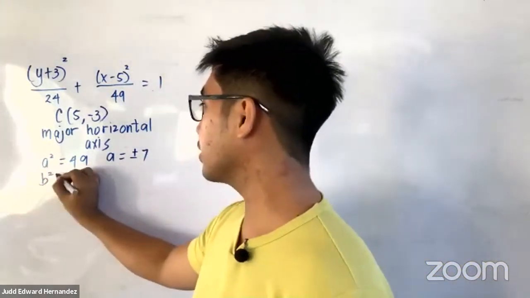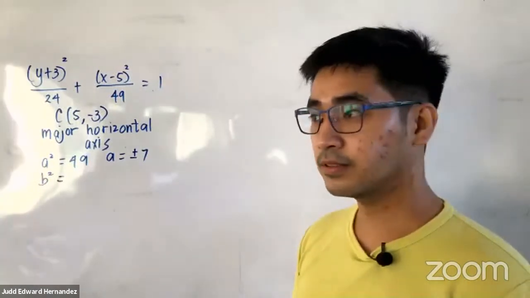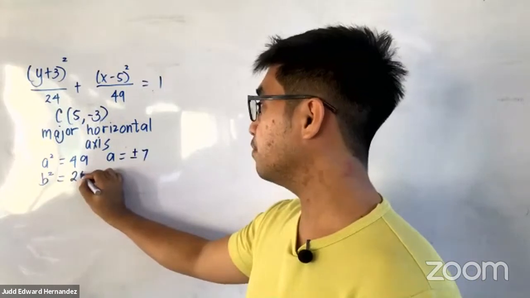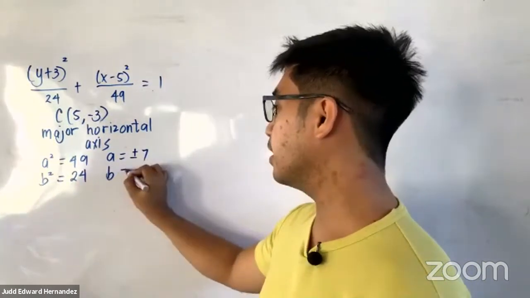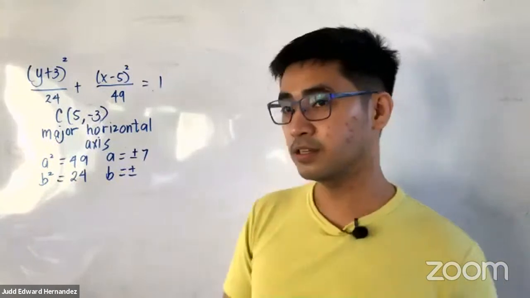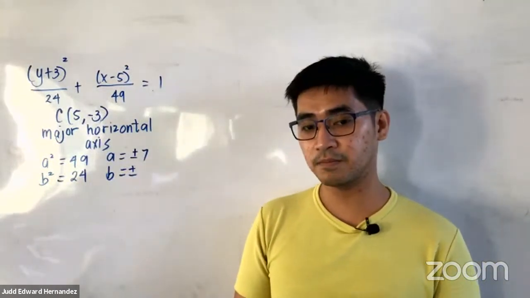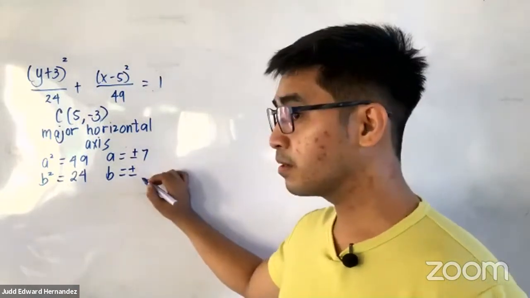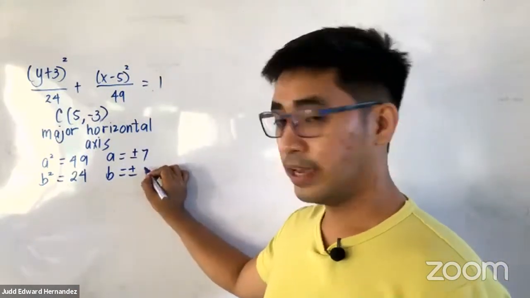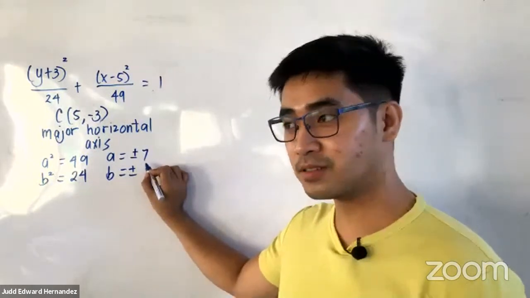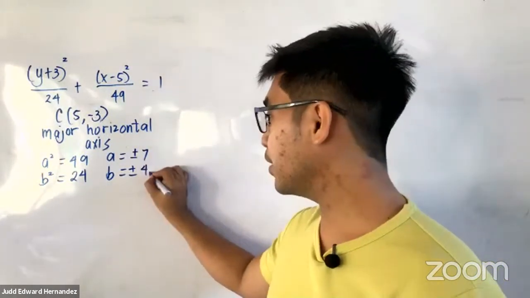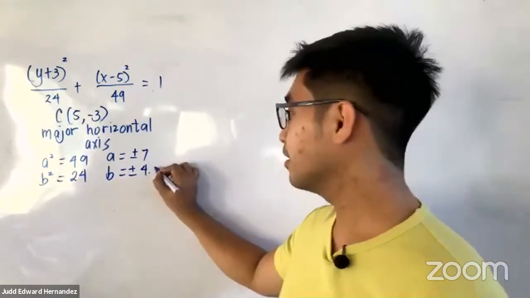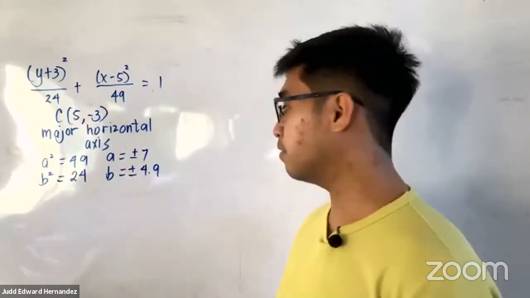What is our b squared? Our b squared is 24. And what is our b? Our b is plus minus the square root of 24, which is approximately 2 square root of 6. And in decimal form, that becomes 4.9. Okay na ba? Gamitin natin 4.9. So that is plus minus 4.9.